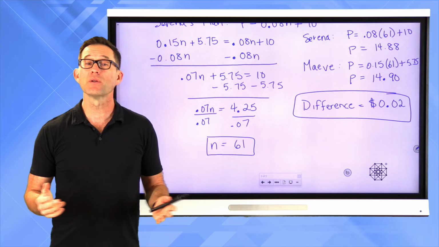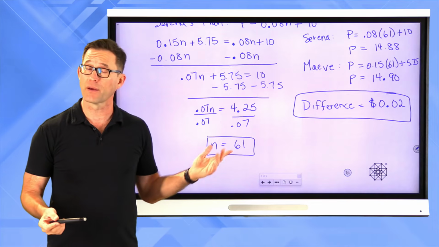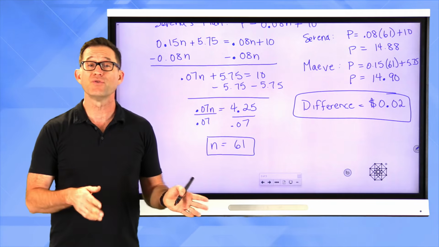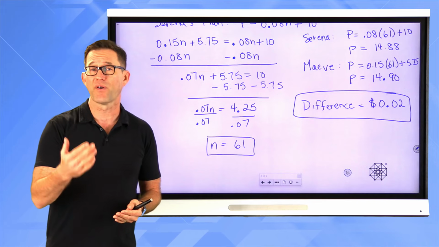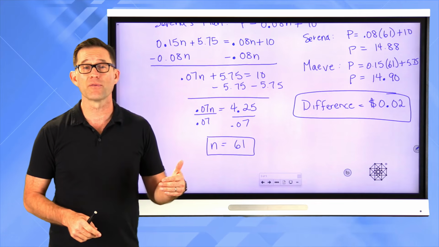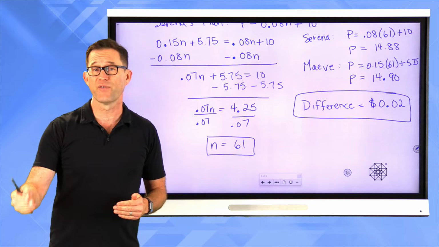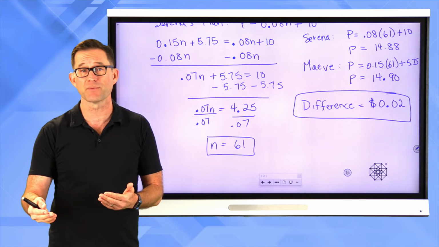All right, so a little linear modeling, right? And it's interesting because in some cases with linear modeling, like with Maeve's cell phone plan, we had 2 input-output pairs, so we had to generate the slope. We had to do some work to find the y-intercept. On the other hand, with Serena's plan, we knew the cost per call plus the fixed cost. So we were able to immediately know the slope and the y-intercept.